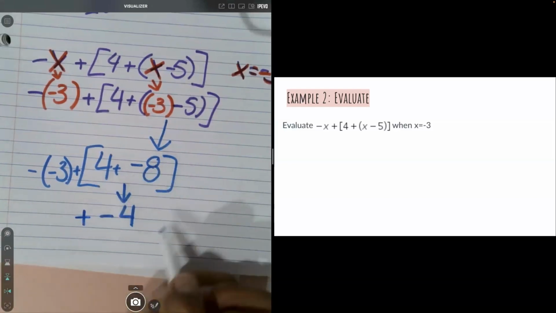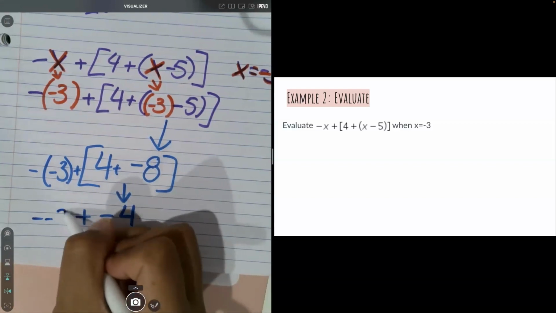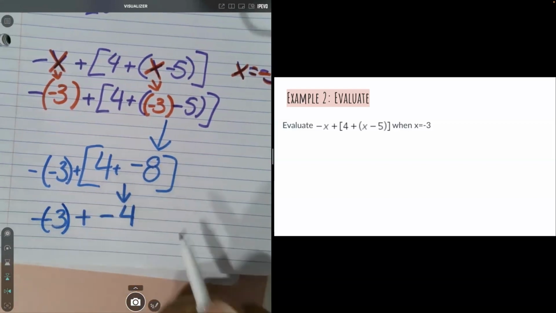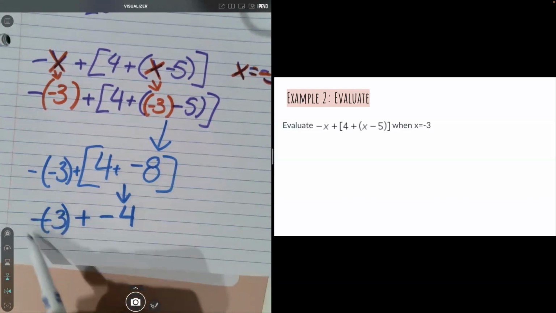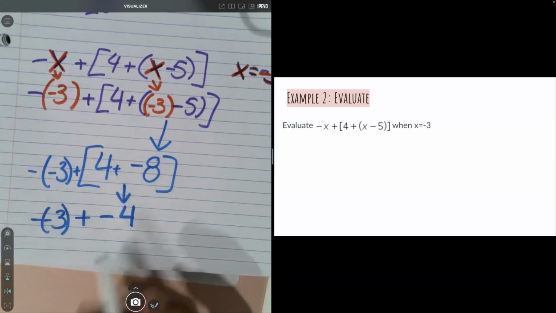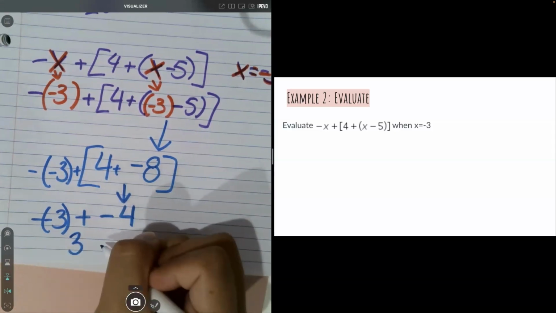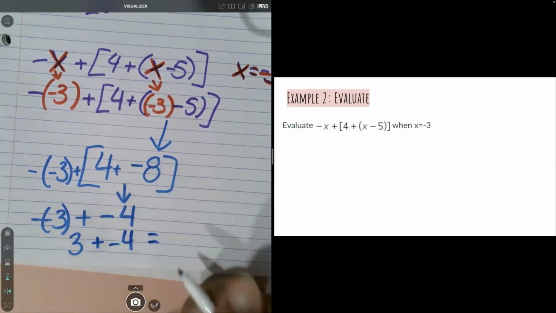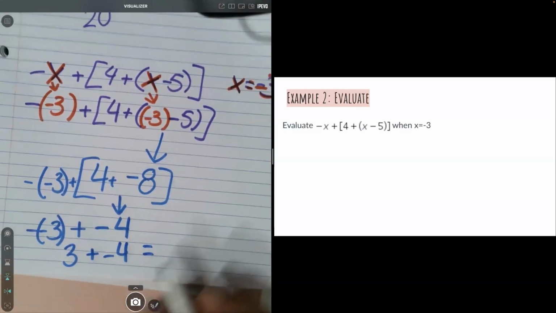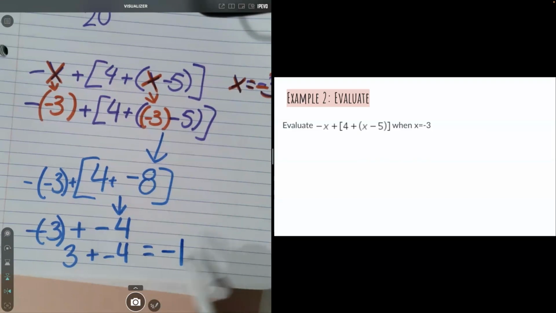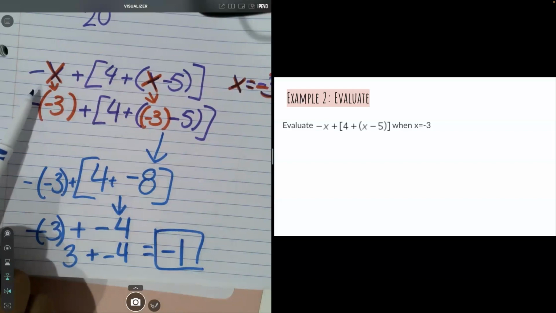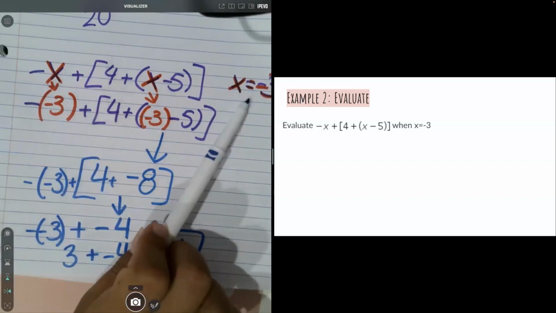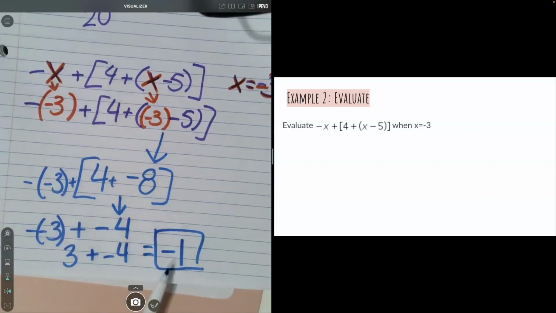And that, now that it's the only thing, I can take it out of my brackets. And now from left to right, I start with, let's say this is multiplication. A negative times a negative will give me a positive 3. I have 3 plus negative 4. I have more negatives than positives. How many more? 1 more. So from all that, of what we started with up here, at the instance where x is equal to negative 3, I get negative 1 when I evaluate.